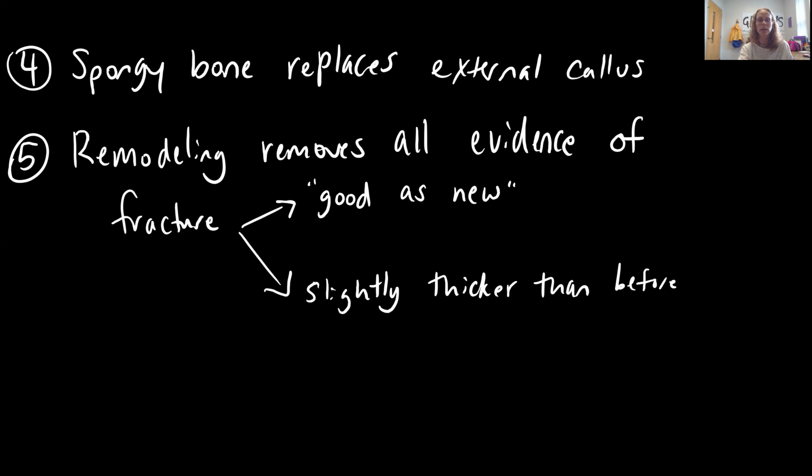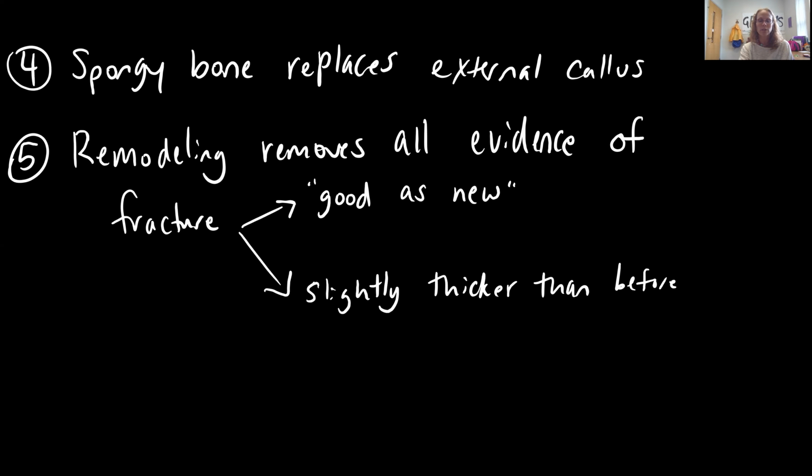Remember, remodeling is tearing out the old and putting in the new, so that involves both your osteoblasts and your osteoclast cells. Essentially, then, that fracture repair is going to be as good as it was to begin with, and very often it's a little bit thicker than it was before, such that, typically you're not breaking the bone in exactly the same spot based on an effective repair.